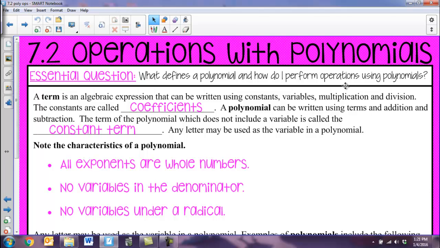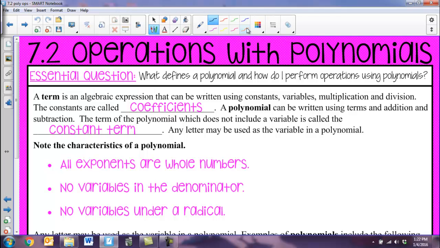A term is an algebraic expression that can be written using constants, variables, multiplication, and division. So basically that's talking about a monomial. The constants in a term are called the coefficients. So when you're talking about a leading coefficient, we're going to be talking about the number in front of the variable. Okay? A polynomial can be written using those terms in addition and subtraction. So that's just saying I can add a couple things together and it's now a polynomial. The term of the polynomial, which does not include a variable, is called the constant term. Any letter can be used.